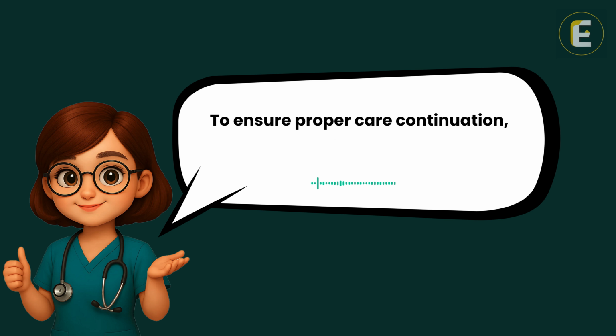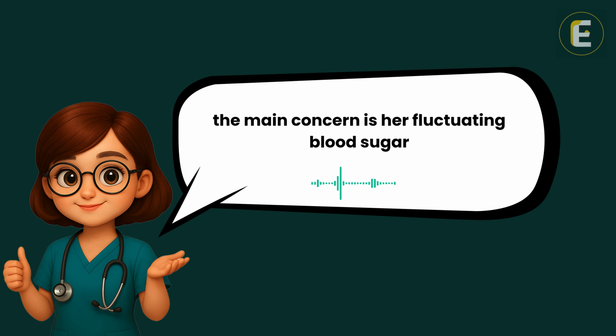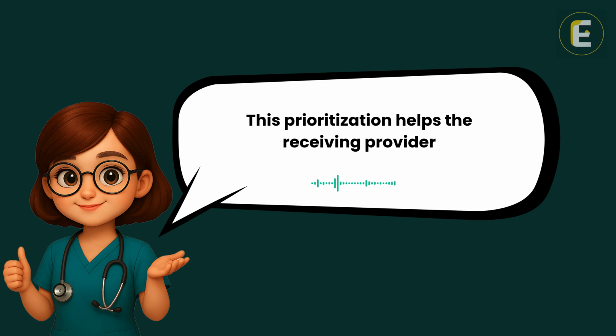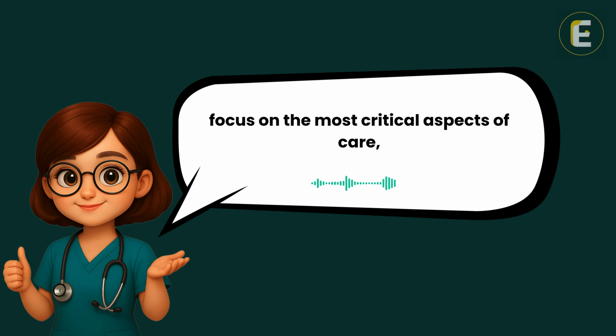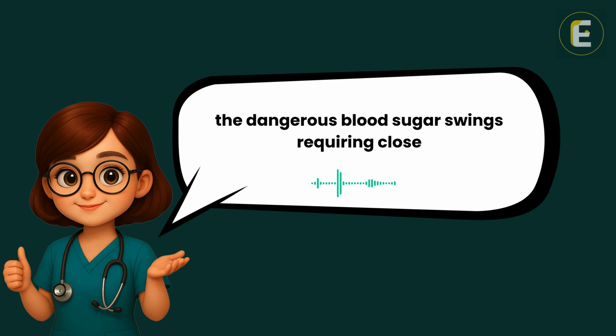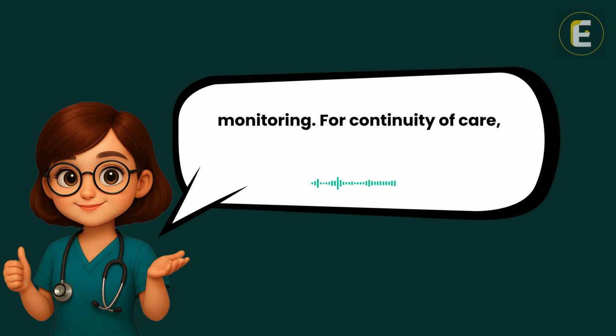To ensure proper care continuation, make a point of highlighting key concerns, which draws attention to priorities. For example, the main concern is her fluctuating blood sugar levels. She's had readings as low as 65 and as high as 250 in the past 24 hours. This prioritization helps the receiving provider focus on the most critical aspects of care, in this case, the dangerous blood sugar swings requiring close monitoring.